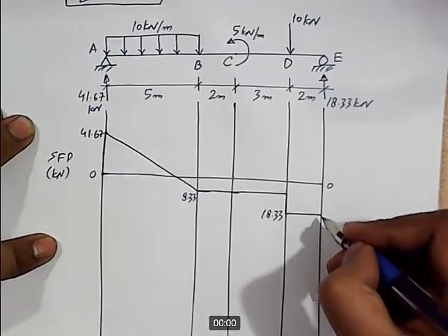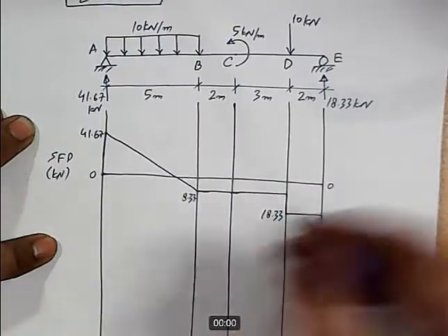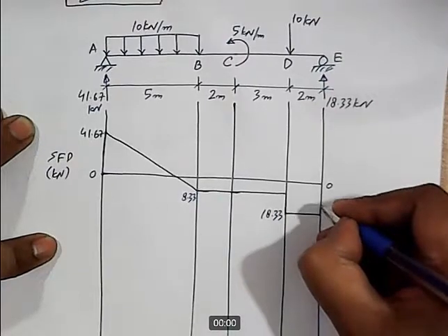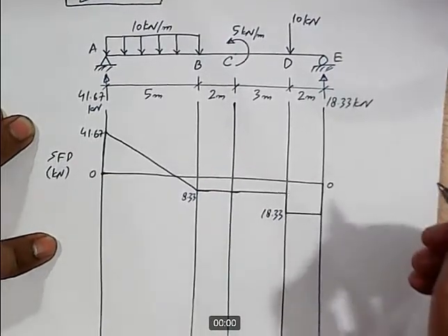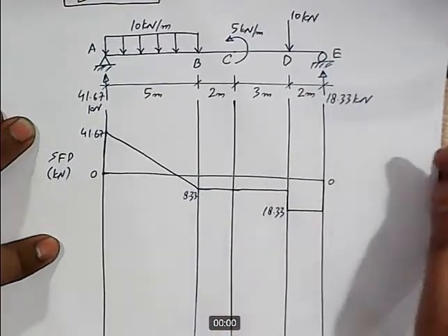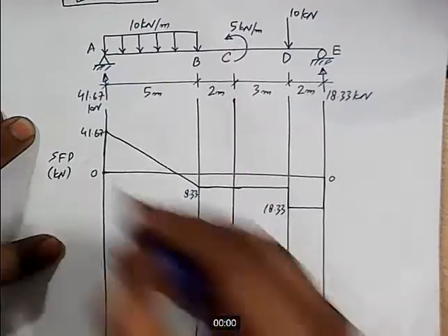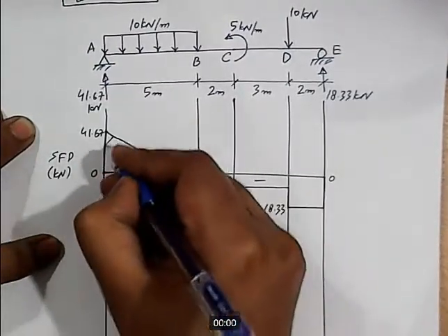And at point E we have a reaction that is acting in upward direction with a magnitude of 18.33. So if we move in the upward direction equal to 18.33, we will come to 0. So in this way the shear force diagram is closed, and this means that our shear force diagram is correct. So this part is positive and this part is negative.